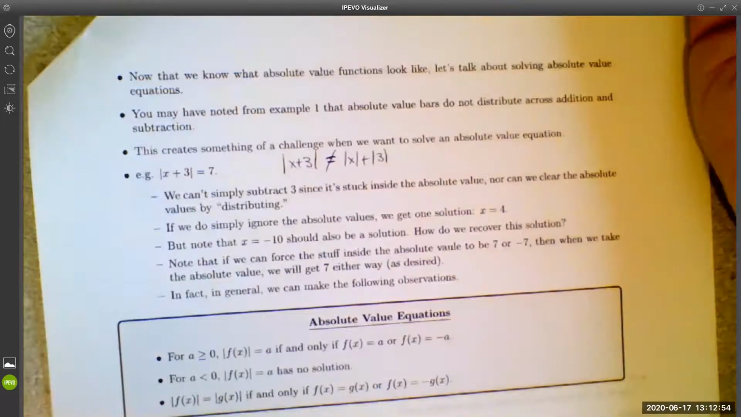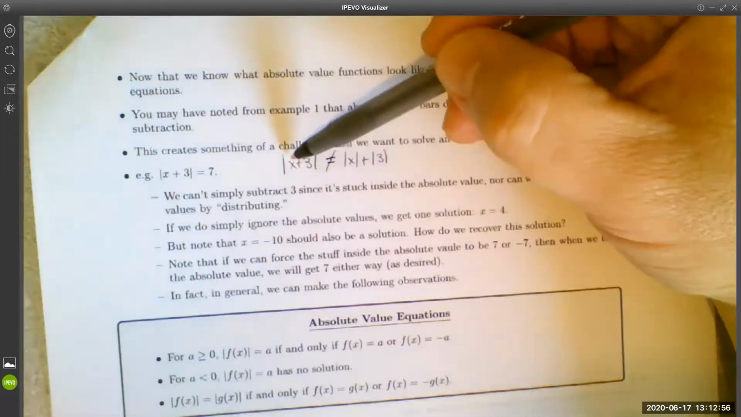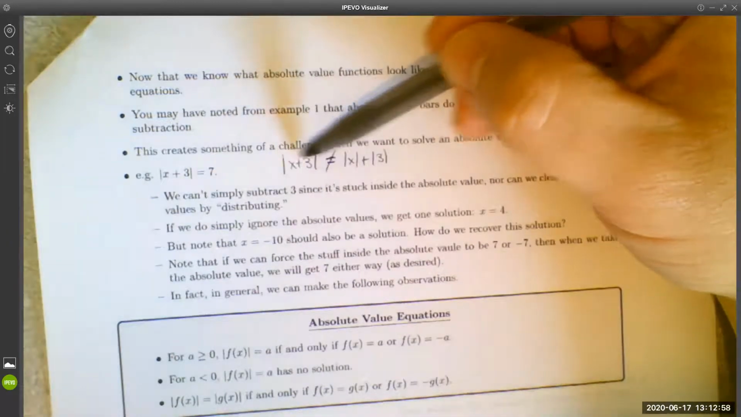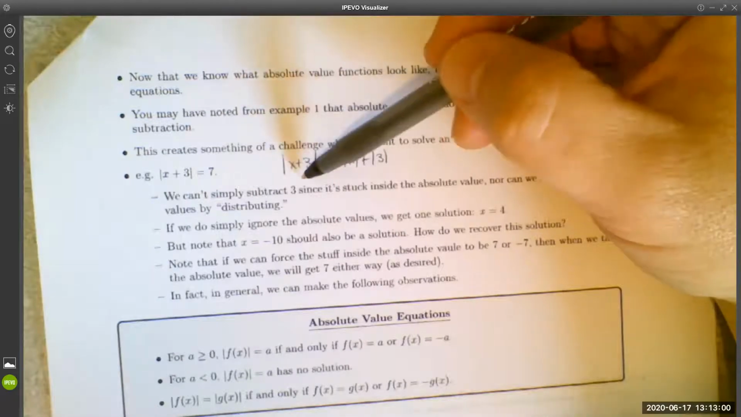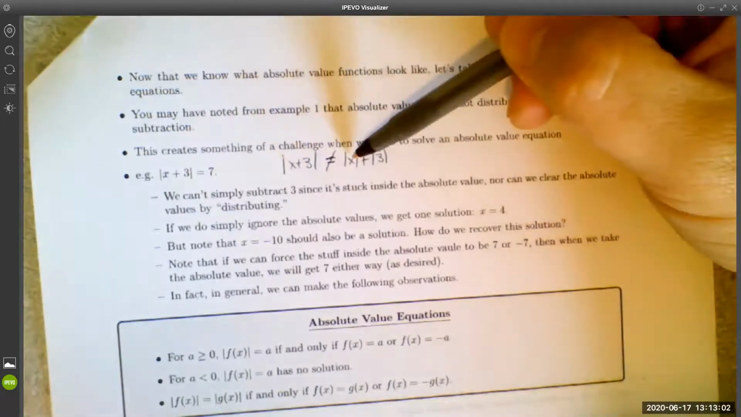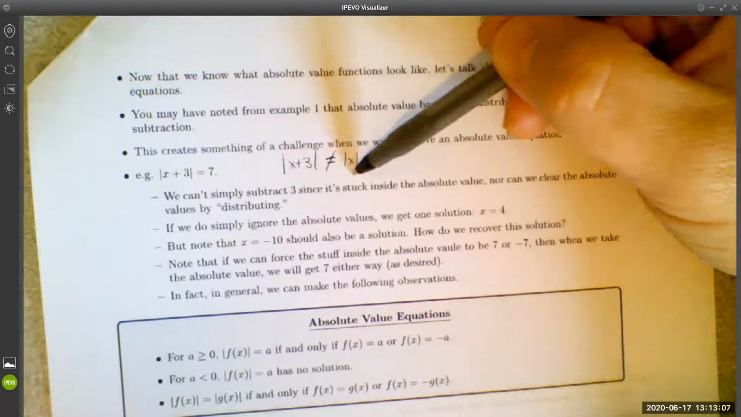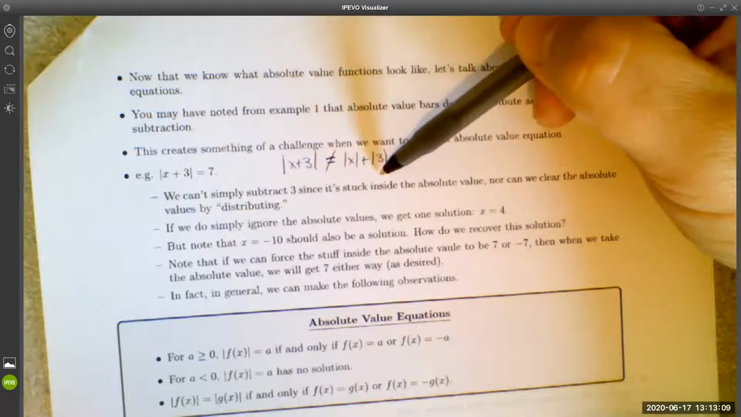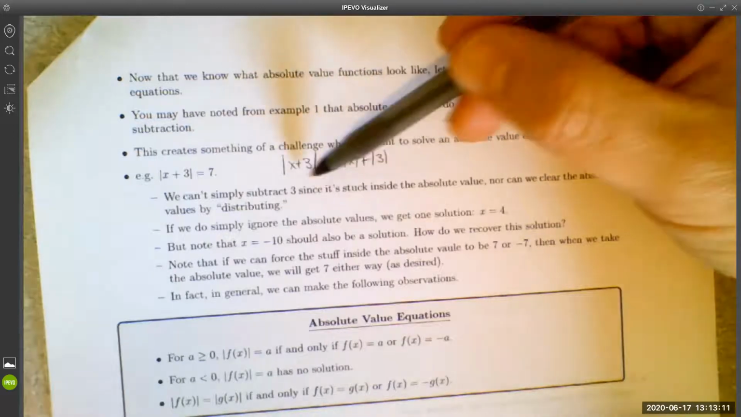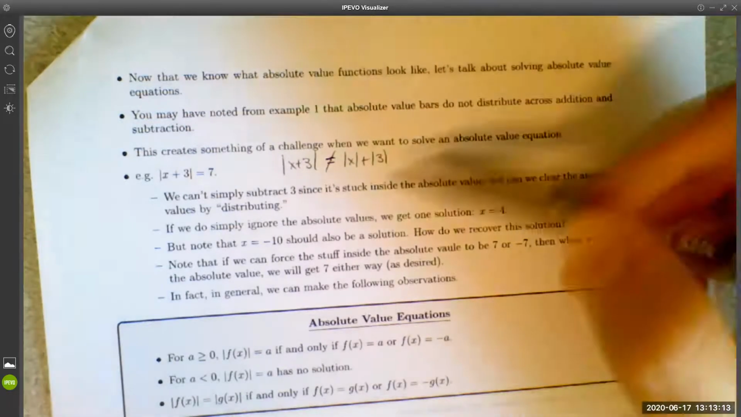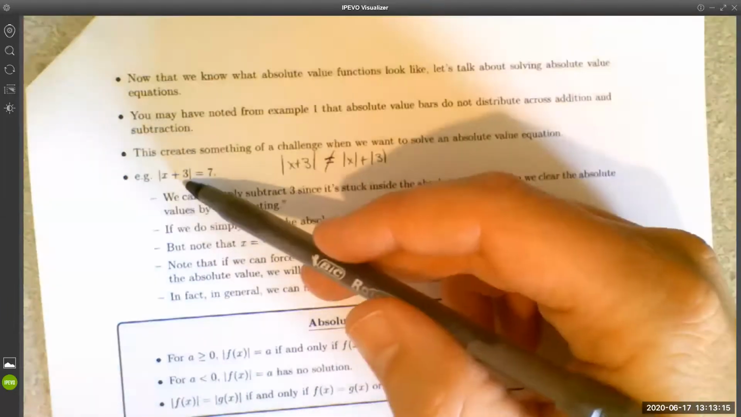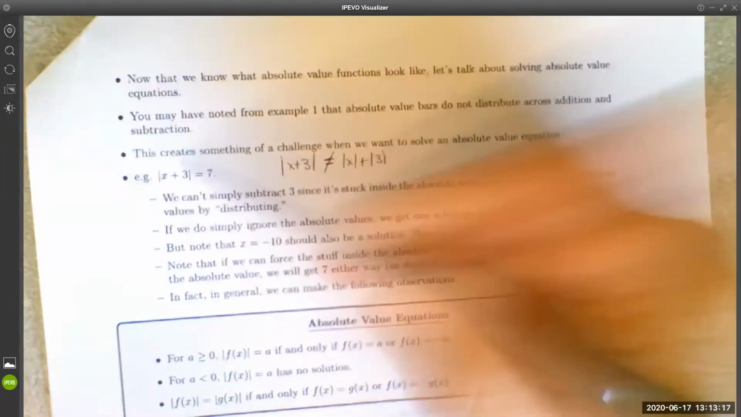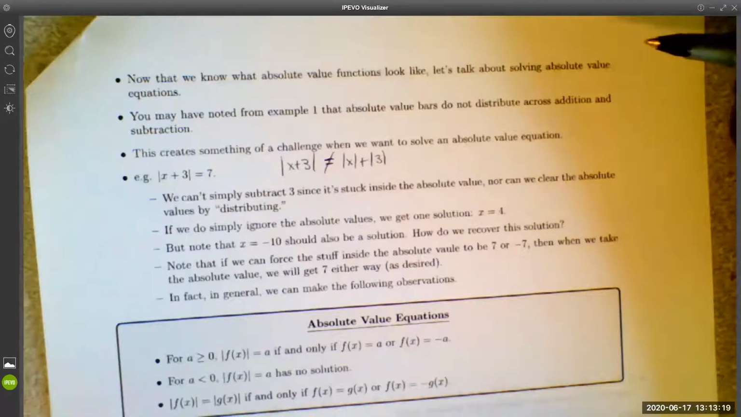Like if you plug in, I don't know, -1 for x, -1 plus 3 is 2, and the absolute value of 2 is 2. If you plug it in over here, -1, absolute value of -1 is 1, absolute value of 3 is 3, 1 plus 3 is 4, right? So you can see that these two things are not the same. So we can't distribute the absolute value. We can't subtract the 3 when it's stuck inside of the absolute value.